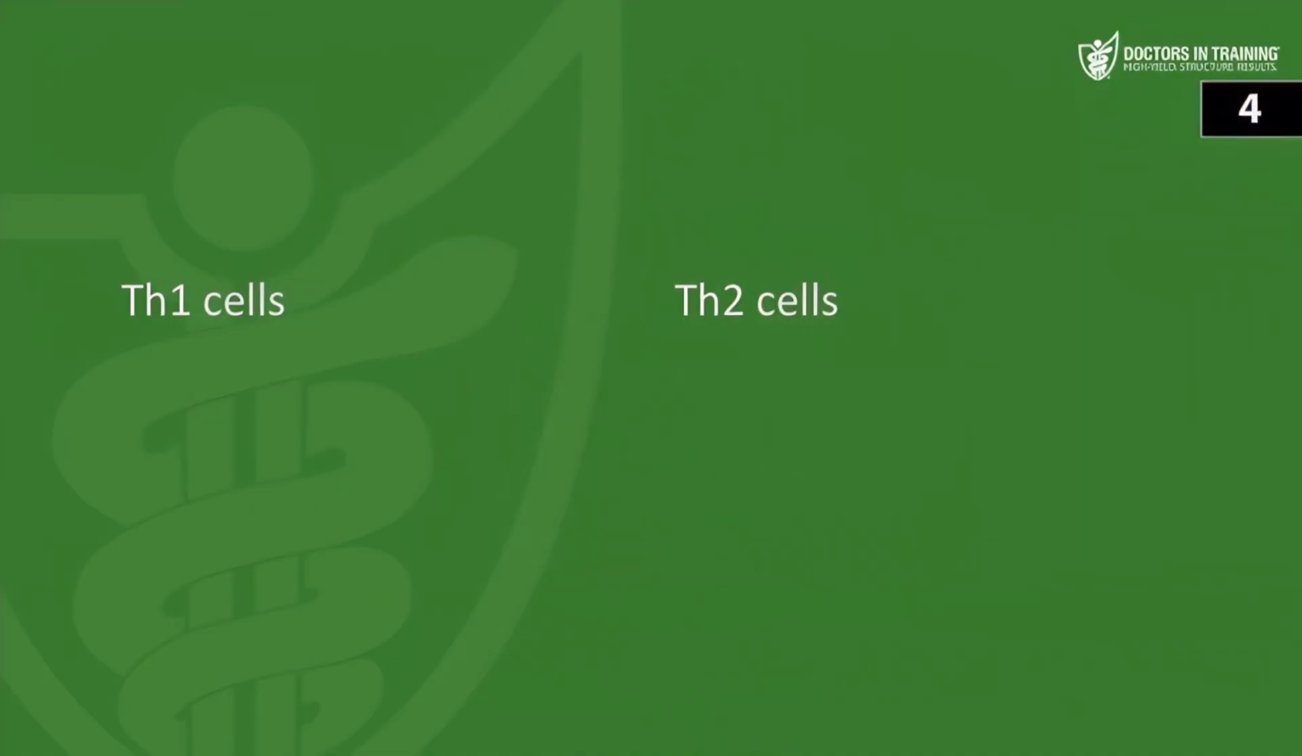First question, which cytokines are produced by Th1 cells, and which cytokines are produced by Th2 cells? The Th1 cells produce IL-2 and interferon gamma, which leads to the stimulation of T cells and macrophages. Th2 cells produce IL-4 and IL-5, which leads to the activation of B cells and antibody production, and also IL-10, which inhibits Th1 cells.